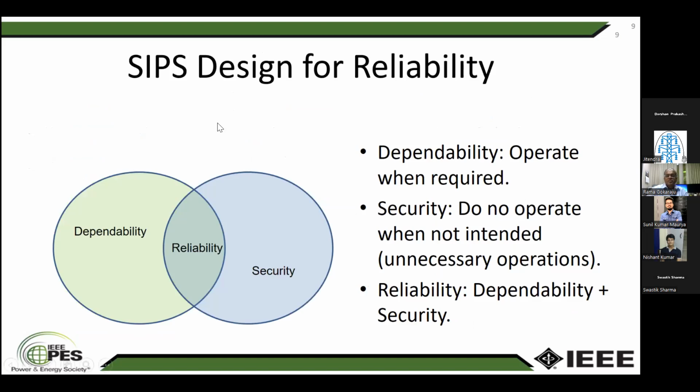The other thing that comes in terms of the reliability of the SIPS, the first important thing is dependability. When we design a SIPS, it has to operate when it is required to operate. The other component is security: do not operate when it is not intended. Reliability covers both dependability and security. The overlapping region is the reliability portion.